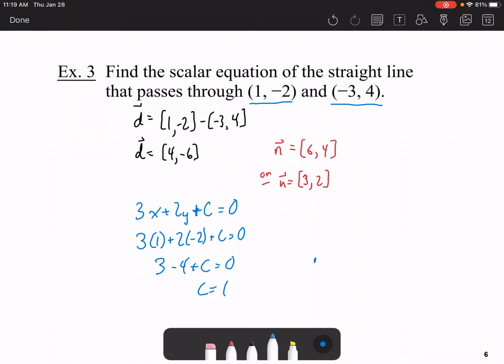And therefore you get a scalar equation of 3x plus 2y plus 1 equals 0. It'll turn out to be the same equation no matter which point you chose, and also if you had started with (6, 4) instead and then reduced later. Make sure you always reduce your expressions to lowest terms. And there we go, there's our scalar equation.